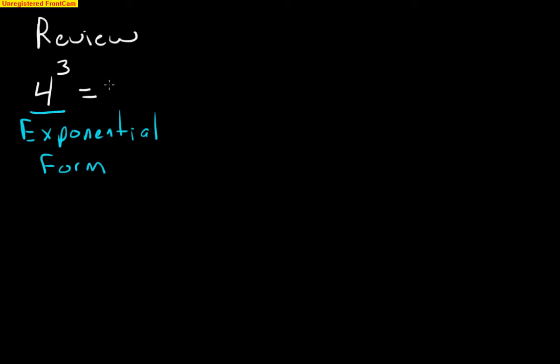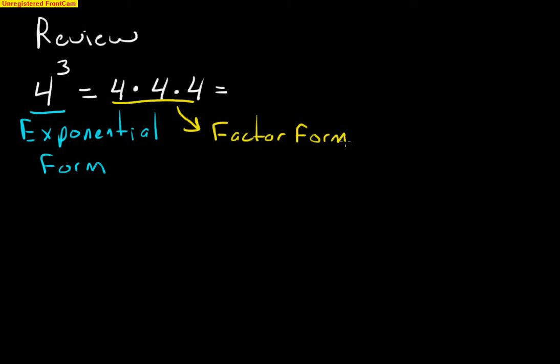And we're going to jump into the factor form, so let's do that real quick. So 4 to the third power is simply 4 times 4 times 4. Okay, and let's underline that one in yellow. We're getting used to this now, that one is the factor form. And the last part, 4 times 4 is 16, and 16 times 4 gives us 64.